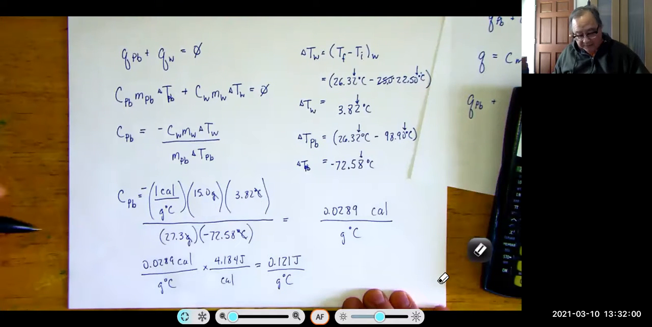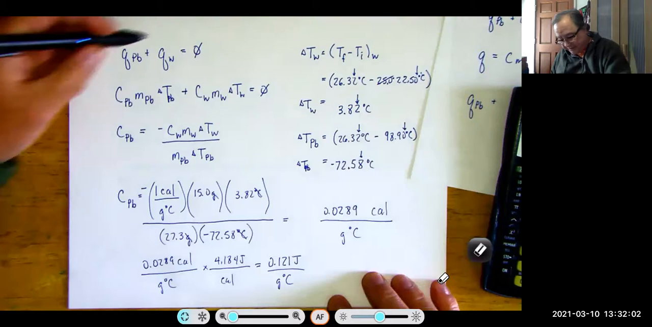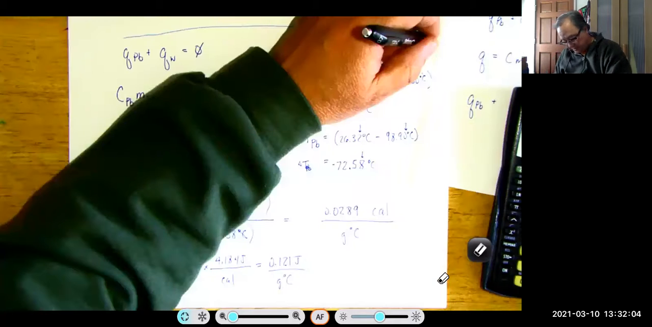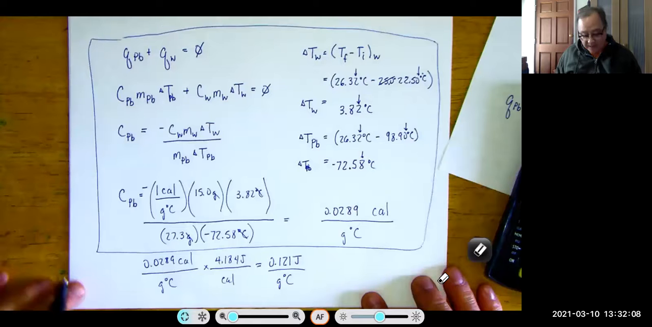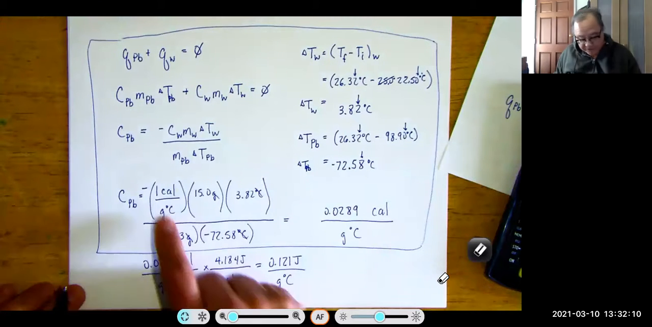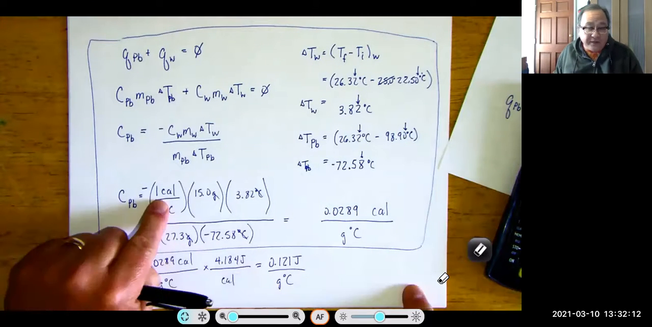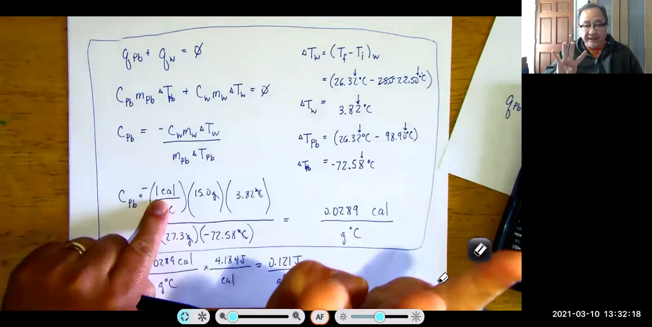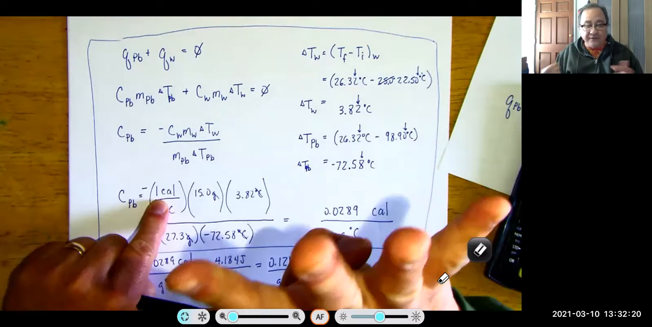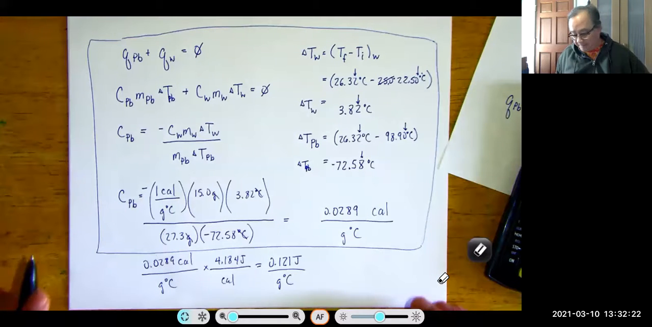So what would I expect to see on an exam for this? I'd expect to see all of that. Now, it is okay to use 4.184 here, but 4.184 has 4 significant figures. And that's why I don't like to use it. It's not as good as 1 with an infinite number of significant figures.